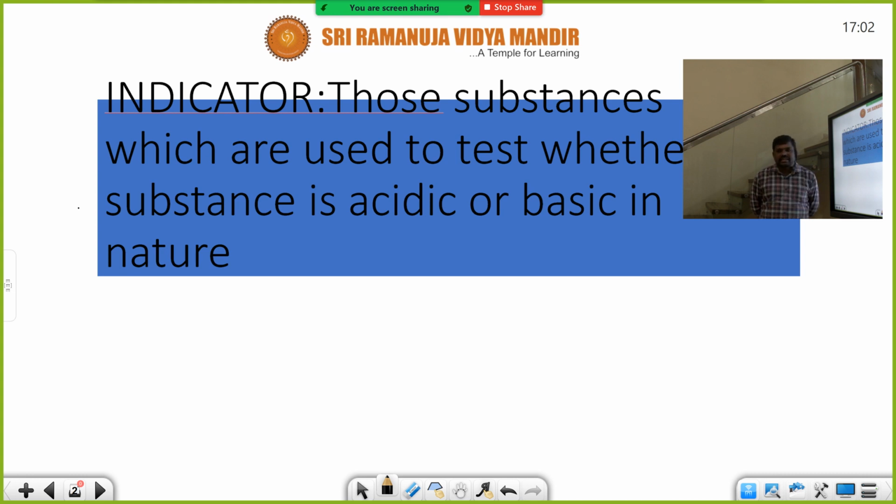That is a natural indicator. It is one of the important indicators. Whether a solution is acidic or basic is decided by the turmeric paper. So that is the natural indicator.